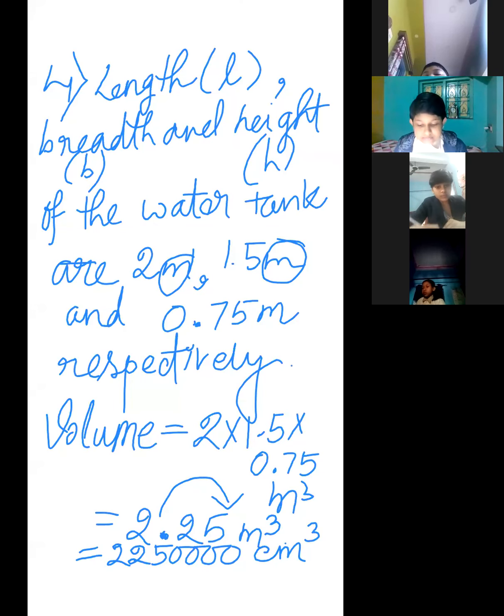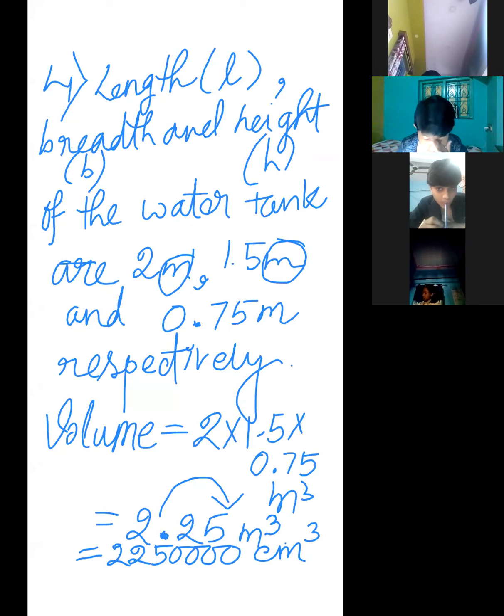Yes, ma'am. But ma'am, volume of cuboid is length into breadth into height. When length, breadth and height are equal, then it is length into length into length. Now, let us consider the general formula: length into breadth into height.